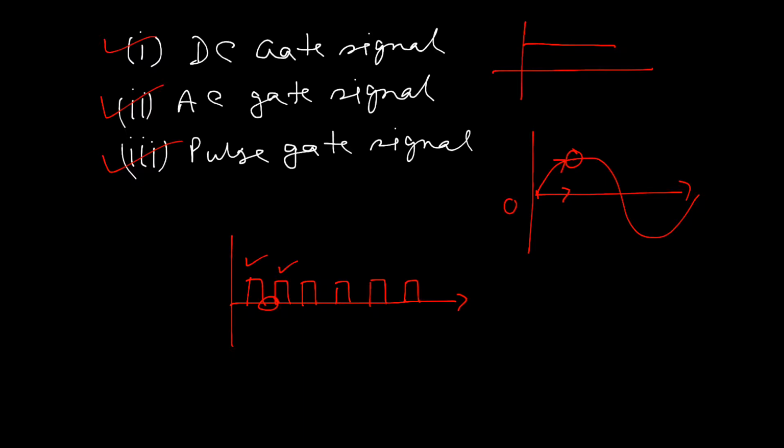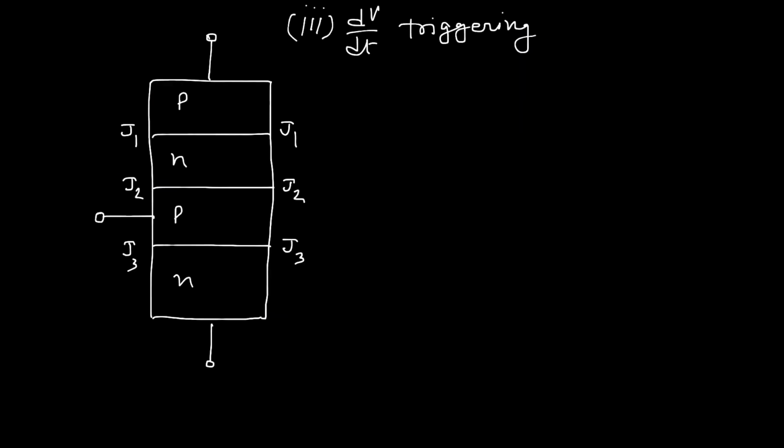Now for the third method, that is dV/dt triggering. It is a very interesting thing. Consider the same structure of SCR, where this is the anode, this is the cathode, and this is the gate terminal. dV/dt means the rate of change of voltage, or anode voltage.